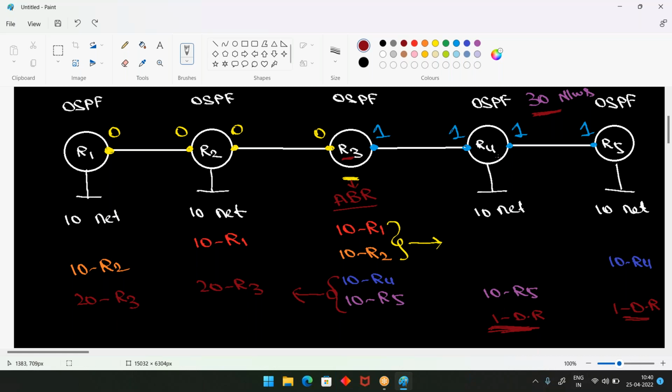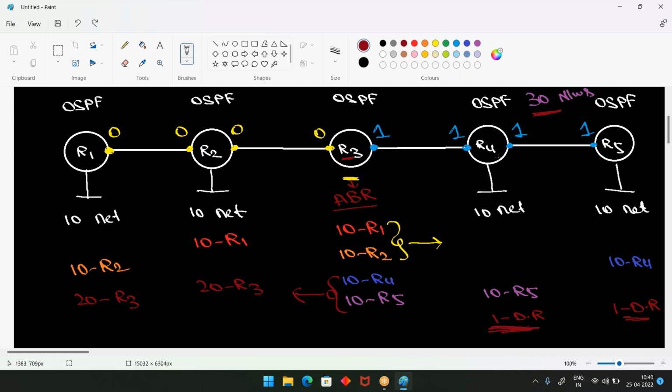Sir, this ABR router is there. If it has any 5 networks connected to the ABR router, whether it will share those 5 networks to both area 0 and area 1.